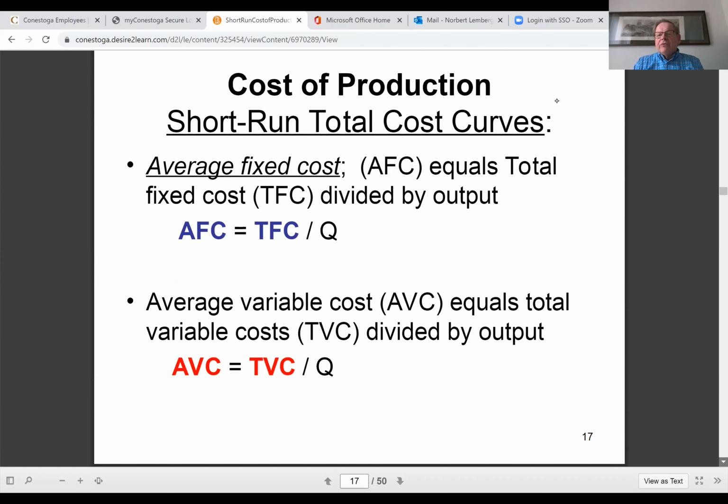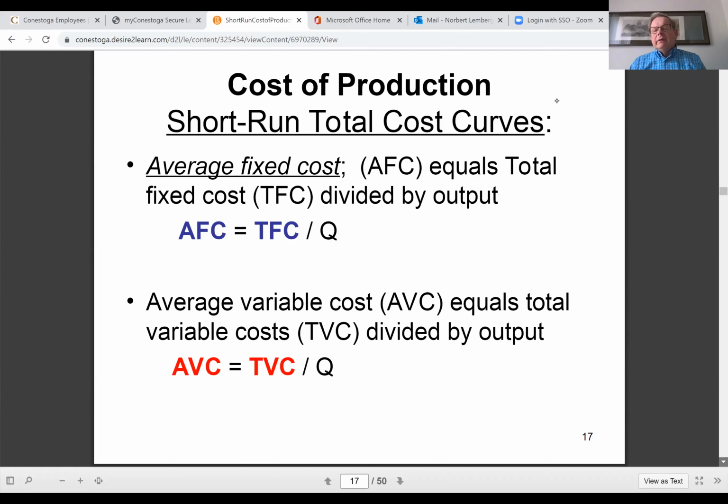Your average variable cost is equal to the total variable cost divided by quantity. And yes, it would help if you memorized these equations. Your average cost is nothing but your total cost divided by quantity. Your average cost can also be obtained by adding together your average fixed cost plus your average variable cost. So depending on data that you are given, average cost can be calculated as total cost divided by quantity, or by adding together your average fixed cost plus your average variable cost.